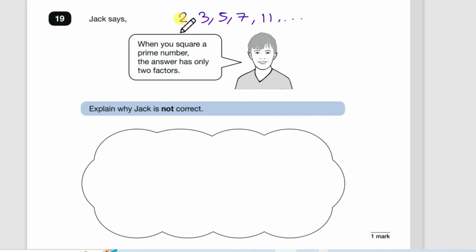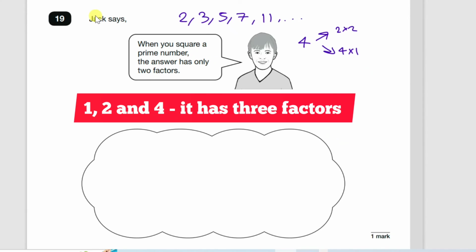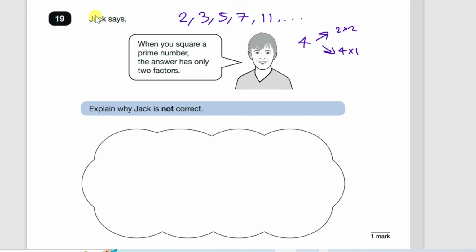Let's test it out. So if we square 2, you get 4. Okay, so it's got 2 times 2 and 4 times 1. 1, 2, and 4. So the answer is false. Yep, explain why Jack is not correct. It has 3 factors.